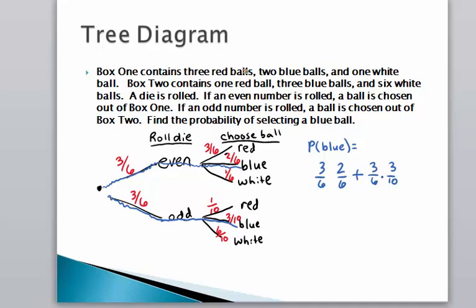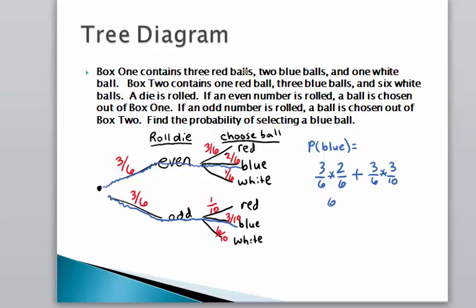Now, as far as the numbers along the path, if you're going to follow the entire path, you have to do both. You have to have rolled an even number and selected a blue ball. And remember that and means to multiply. Similarly here, we have to do an odd number on the die and a blue ball. So the easiest thing to remember is that you want to multiply along the paths and add in between your options.